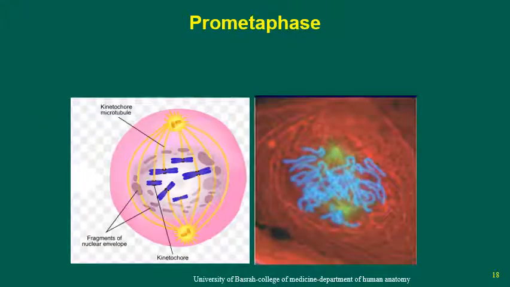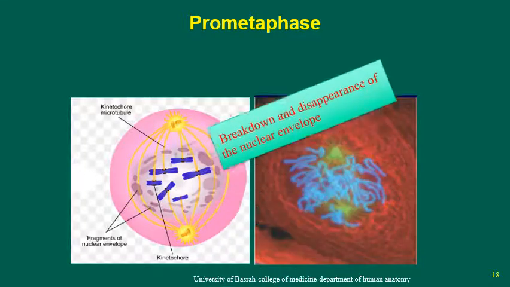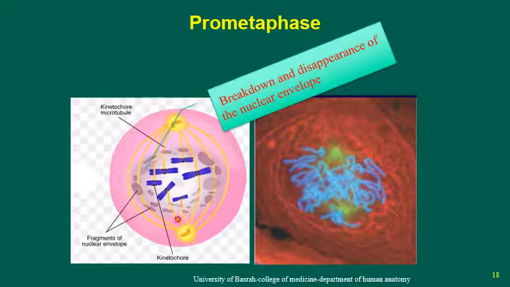The second stage of the mitosis is called prometaphase. Prometaphase is the transition period between prophase and metaphase, characterized by the following: breakdown and disappearance of the nuclear envelope. The nuclear envelope and its components are reabsorbed in the endoplasmic reticulum.